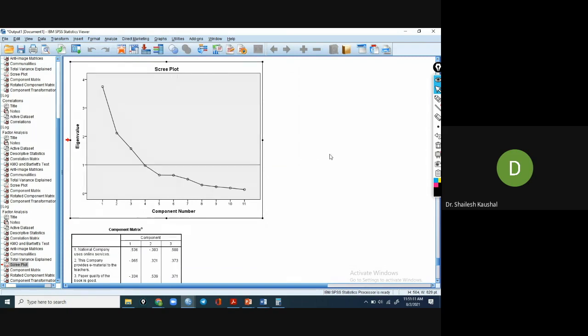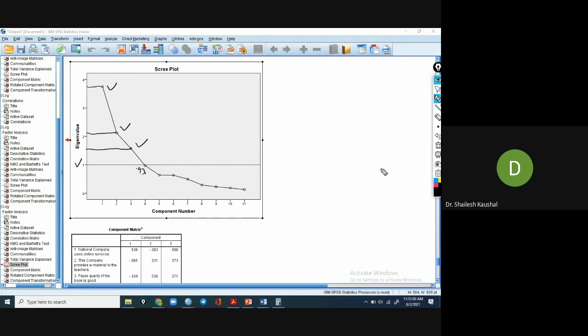Now, how many factors should we retain? Initially I told you that we retain all the factors whose component value is greater than 1. Here the first component value is 3.77, the second component value is 2.1 something, and the third component value is 1 point something. We retained only 3 components to explain the concept of exploratory factor analysis. The fourth we cannot take because its value is below the eigenvalue of 1, it is 0.972.